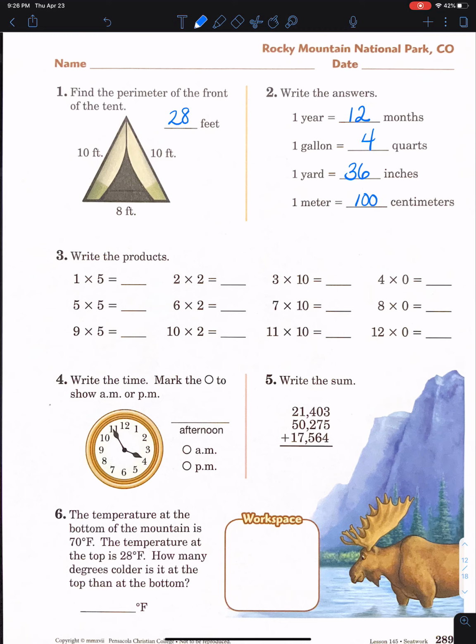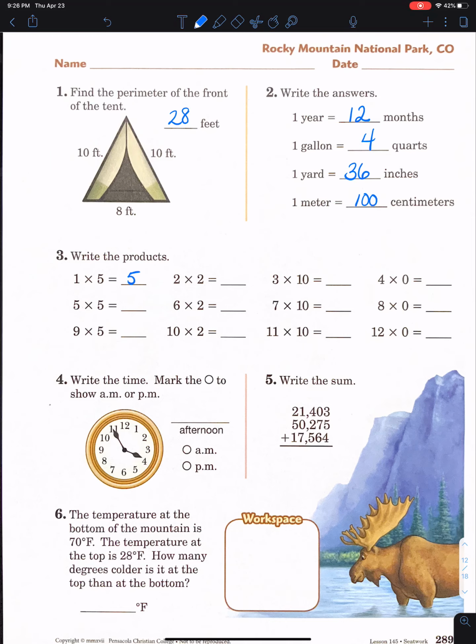Okay, number 3, we have the multiplication facts, some from all of the different ones that we've memorized so far. I hope that you are practicing these each day, because again, these just have to come naturally. They have to be able to be right on the tip of your brain so they can come out as soon as you need them. So what is 1 times 5? Well, one group of 5 things equals 5.